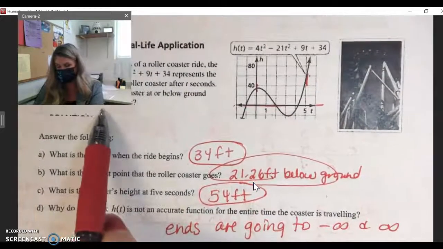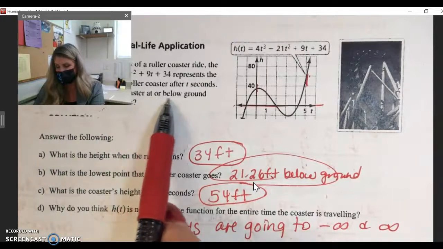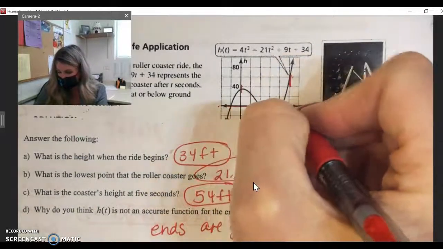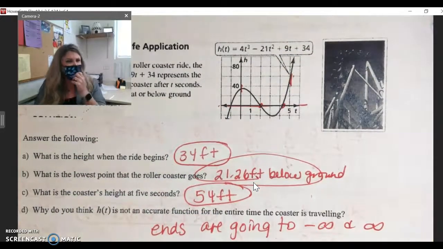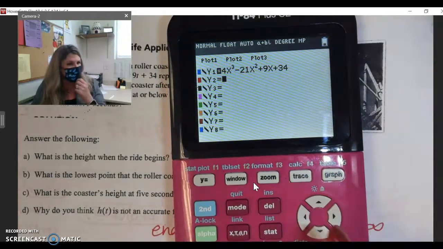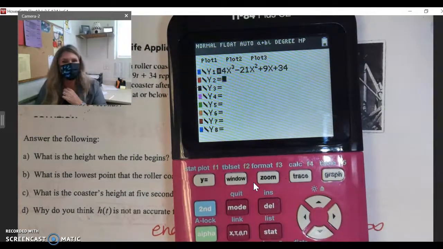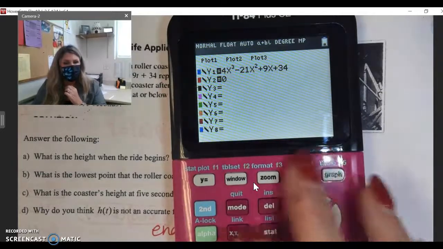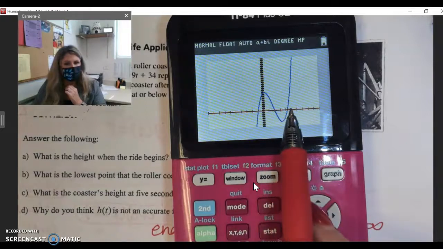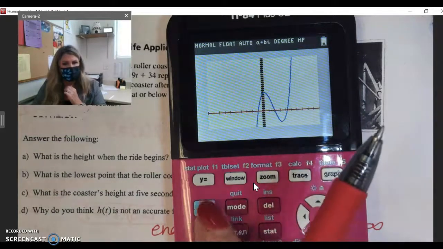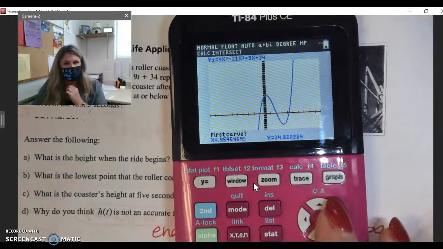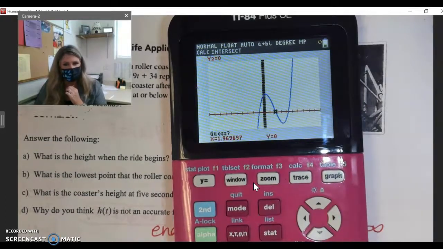And now let's go back to this question. How long is the roller coaster at or below ground level in the first 5 seconds? Well, here's one place, and here's the other. I can't tell for sure exactly what those times are. What is the height when it's at ground level? 0. So I'm going to put in y2 equals 0. And now I'm going to hit graph again. So I want to know how long is it below ground level? So I'm going to do second trace, calculate the intersection, and I'm going to come over here and go there, enter, enter, enter.